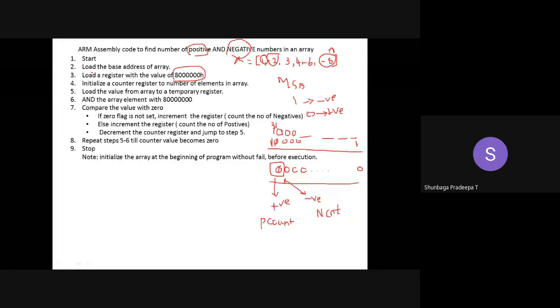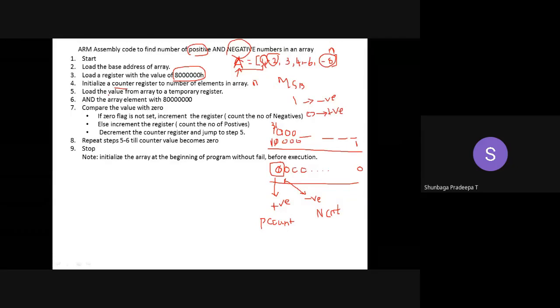First we load the base address of the array. The array name A will have some base address. It's a pointer, so I will point to this base address, which always corresponds to the first element in the array. Then we load the value 8 followed by 7 zeros hex in one of the registers. Then we initialize a counter register with the variable n, the count, which contains the number of elements in the array.